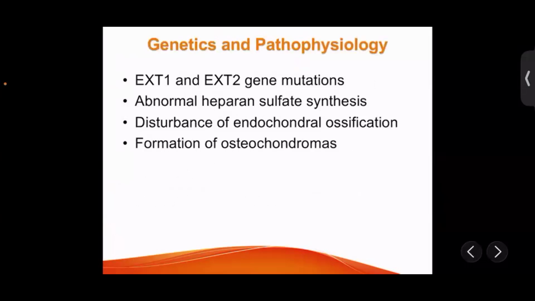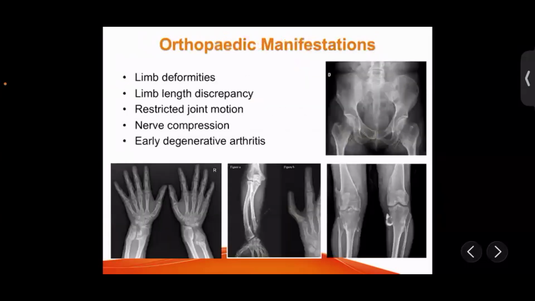Genetically, you have the EXT1 and EXT2 gene mutations and abnormal heparan sulfate synthesis. What that means is basically the endochondral ossification of bones is affected, meaning that it is overgrowing bone, and in that process you form multiple osteochondromas.